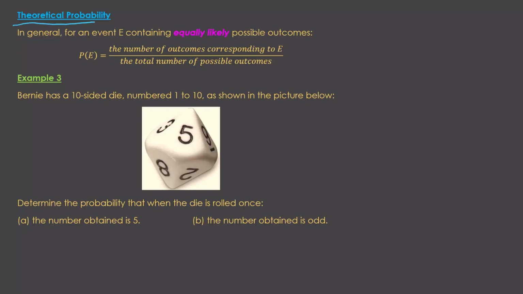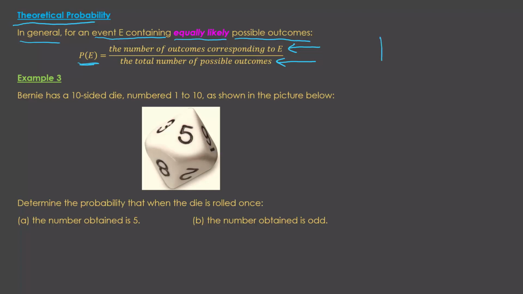Theoretical probability. In general, for an event E containing equally likely possible outcomes, the probability of the event E happening is equal to the number of outcomes corresponding to the event E divided by the total number of possible outcomes. Now that sounds a lot more complicated than it actually is.